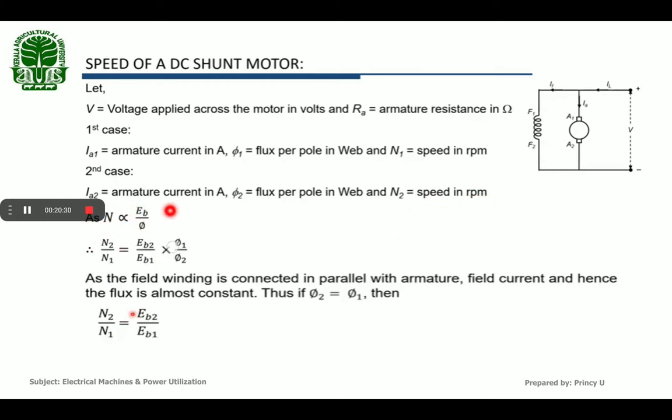We all know N is proportional to EB by Φ, but here it is a shunt motor. In a shunt motor the field winding is connected in parallel with the armature, so field current and hence flux is almost constant. So Φ2 is equal to Φ1. So we can consider N2 by N1 is equal to EB2 by EB1 into Φ1 by Φ2. This is the general equation. But in the case of a DC shunt motor, Φ1 and Φ2 are almost equal, so we can eliminate this term. So N2 by N1 is equal to EB2 by EB1 for a DC shunt motor. In a shunt motor flux is constant, so only that term is eliminated. In a series motor, flux is proportional to armature current, so we consider it as IA1 by IA2.